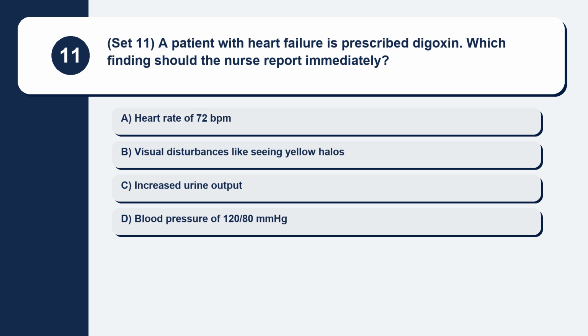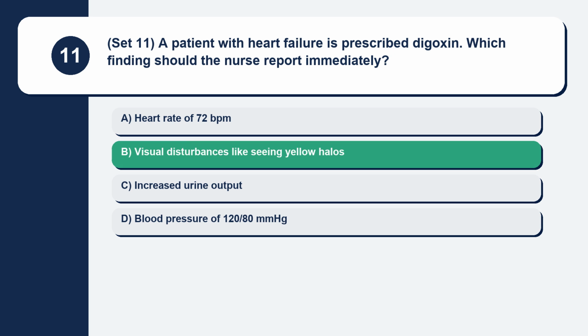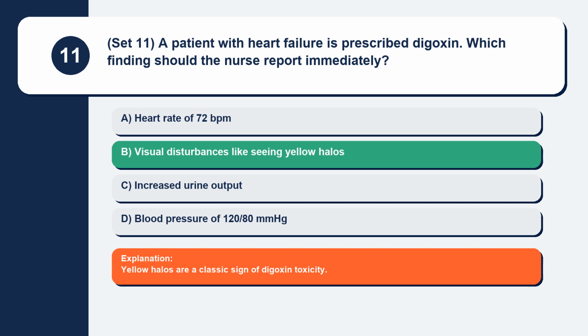Question 11. Set 11. A patient with heart failure is prescribed digoxin. Which findings should the nurse report immediately? Heart rate of 72 bpm, visual disturbances like seeing yellow halos, increased urine output, blood pressure of 120/80 mmHg. Yellow halos are a classic sign of digoxin toxicity.